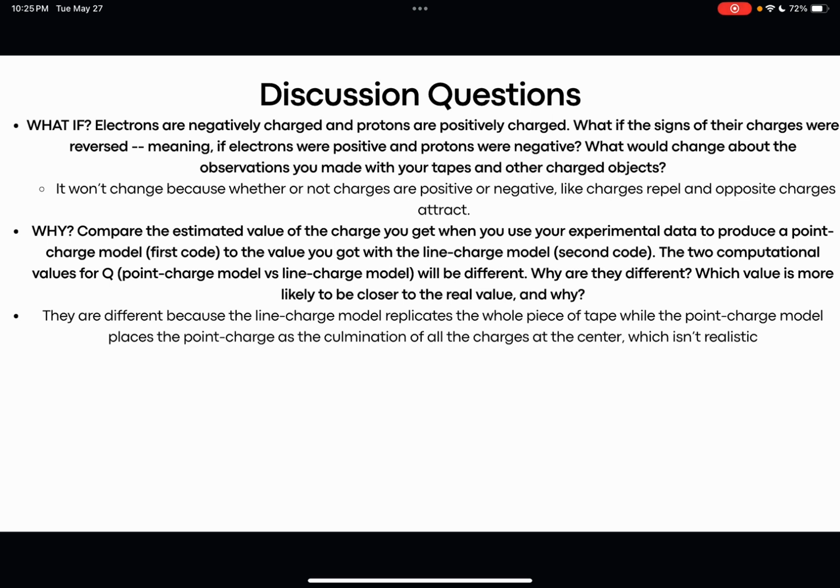And if you compare the values that we get with the experimental data of the point and line models, they are different because the line charge model replicates the whole piece of tape, while the point charge model replicates the addition of all the charges in that center, and this makes the line charge model more realistic because it replicates the tape. We calculated the atoms length-wise and width-wise in order to make it more accurate.